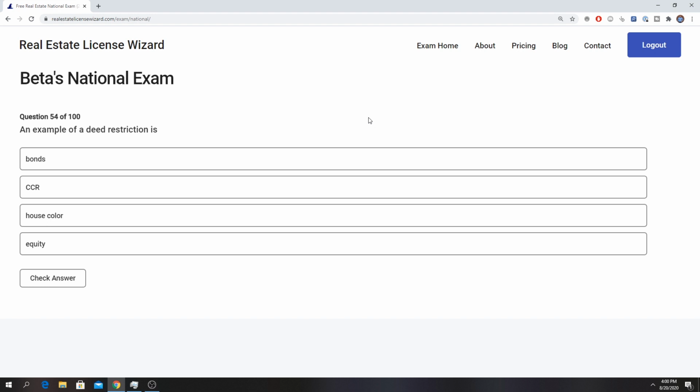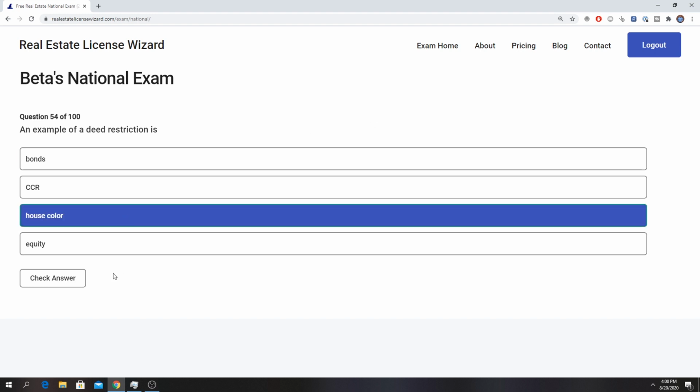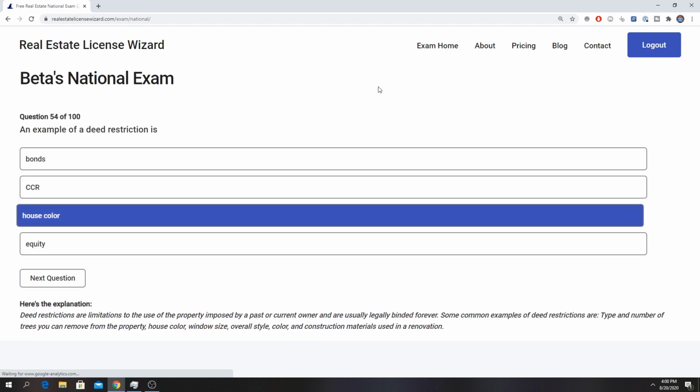An example of a deed restriction would be house color. Yes, house color. So, deed restrictions are limitations to the use of a property imposed by a past or current owner and are usually legally binding forever. Some common examples of deed restrictions are the type and number of trees you could remove from the property, house color, as in this question, window size, overall style, color, and construction materials used in the case of a renovation, things like that. So that would be a deed restriction.